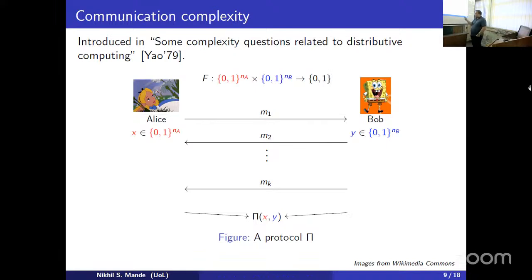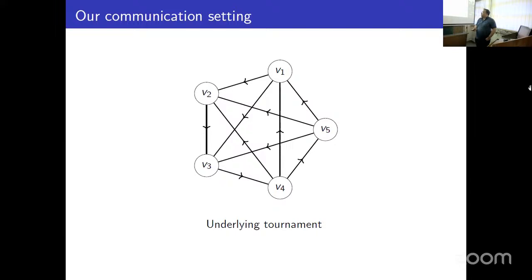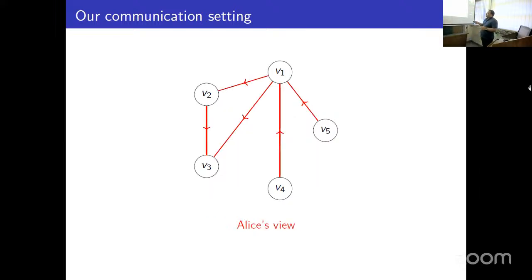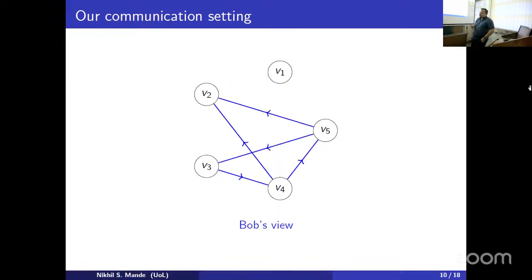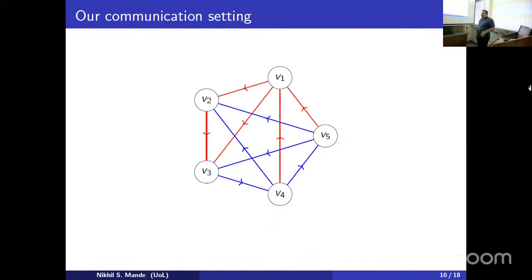So in our setting, what does this mean? It's slightly different. In the communication complexity setting that we consider for tournaments, there is some underlying tournament. Some of the edges Alice has access to, and some of the edges Bob has access to. So for instance, this might be Alice's view. She has some of these edges. And this might be Bob's view. And if you superpose them on each other, you get the entire tournament. There is no overlap.